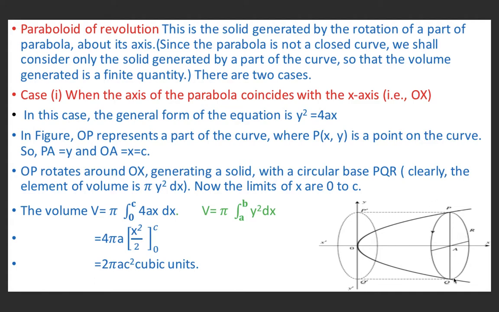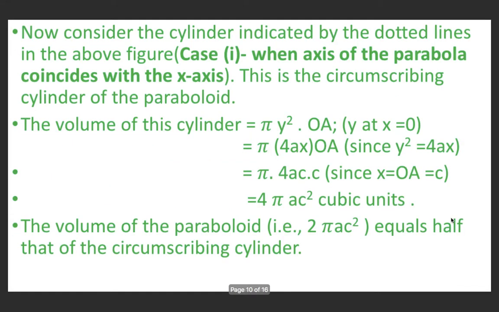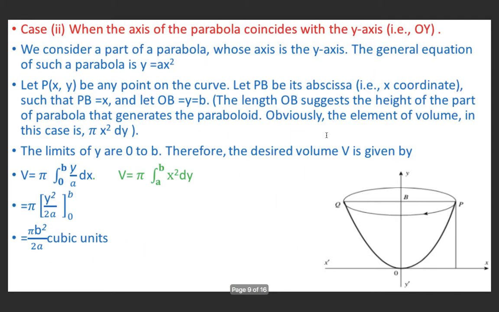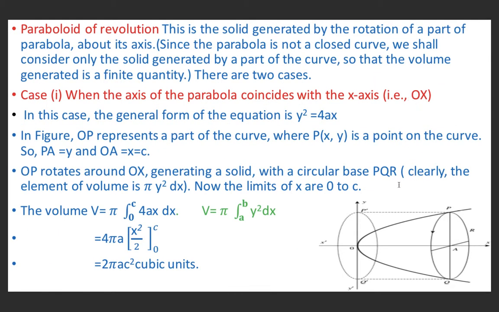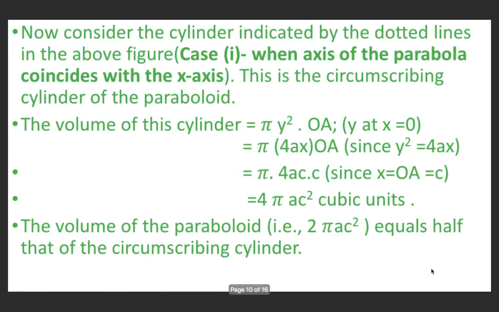This is a cylinder. The volume of this cylinder, which is the circumscribing cylinder of the paraboloid of revolution, is pi y square into OA, because this is pi y square and this is the height of the cylinder, OA. So pi y square into OA.